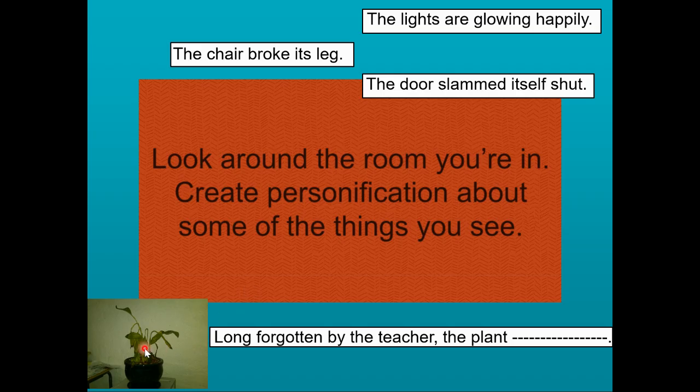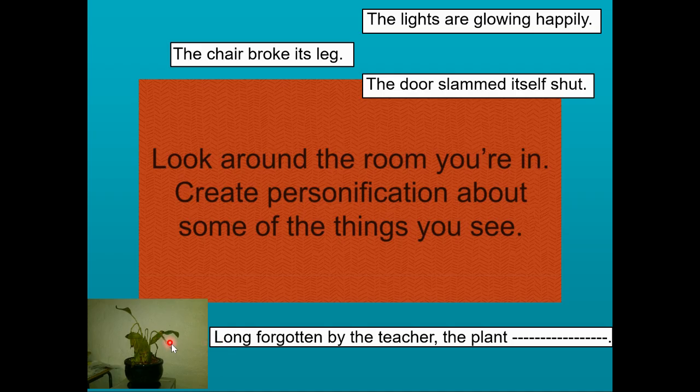Look at this plant over here. See, it's not in good shape, right? Long forgotten by the teacher. The plant, well, what do you think? What kind of personification could you put on this plant? What human qualities could you use to finish this sentence? Could you give it an emotion? Like, the plant drooped wearily and waited to die? Well, it can't wait. It doesn't have a brain. That would be personification. What else could you say?